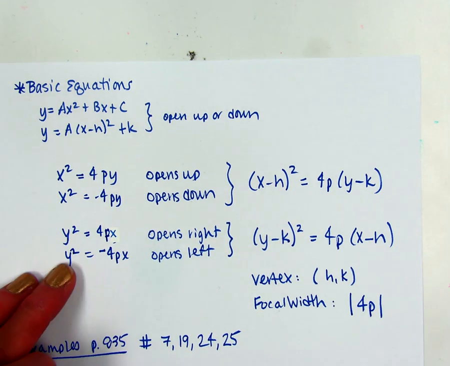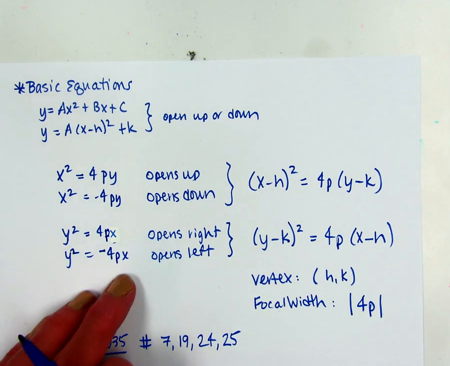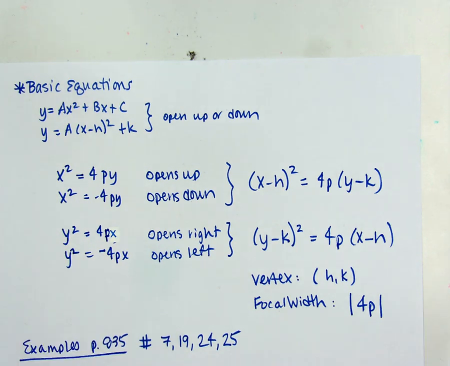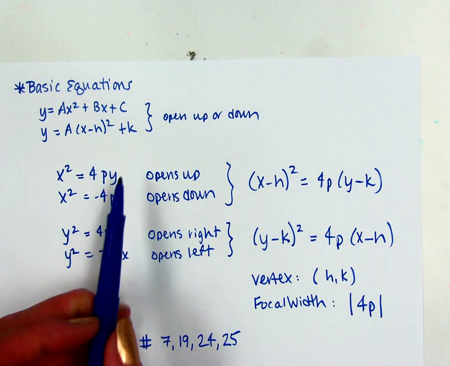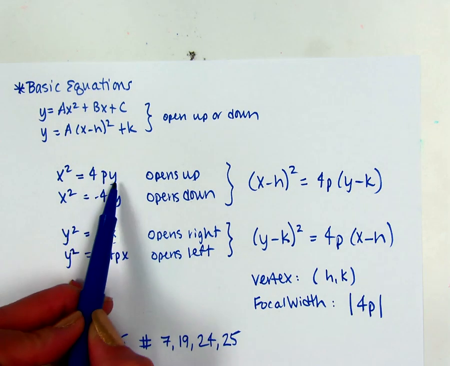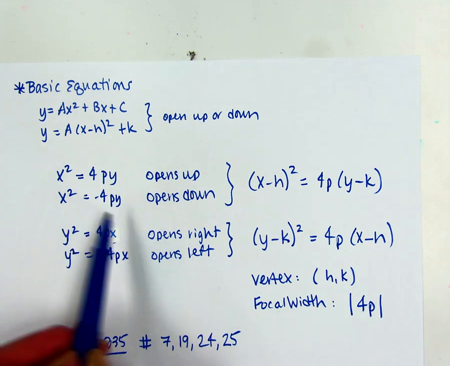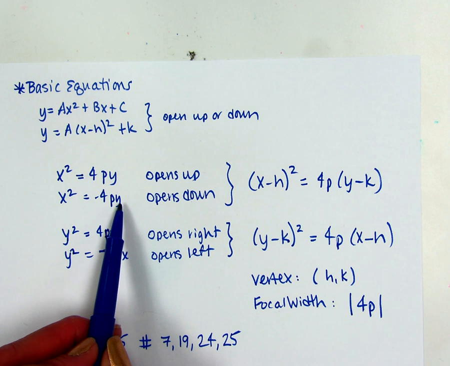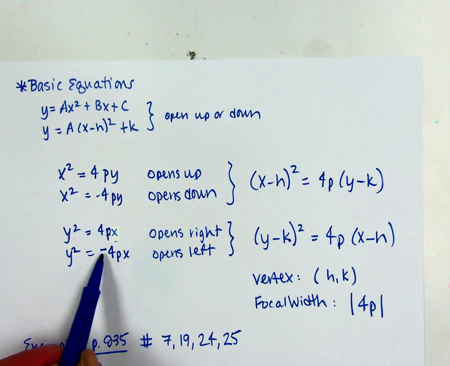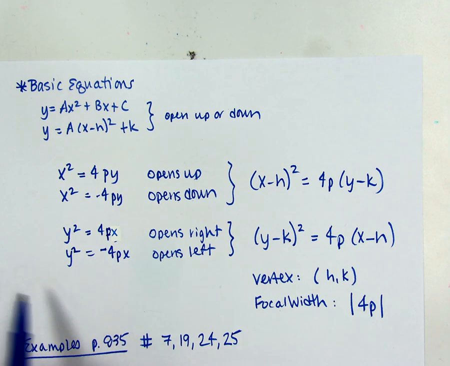If it's solved for y squared, so if the y term is squared but the x term is not, then these will be parabolas that open either right or left. So the easy way to look at it is this variable tells you which direction it opens. So if it's positive, then it goes to the positive y. So if you think of your positive y-axis, it'll open up. This is negative, it goes to the negative y-axis, so that would go down. Positive x-axis is to the right, and negative x-axis is to the left.